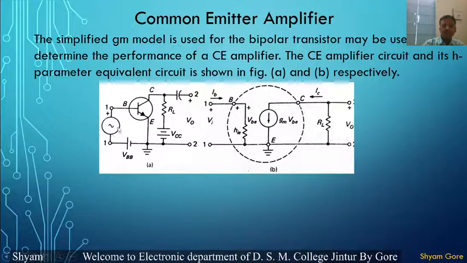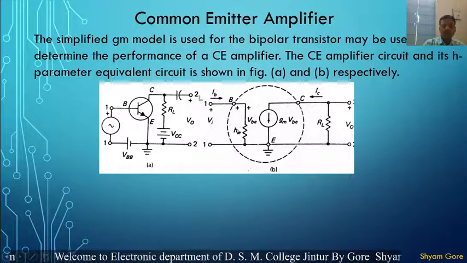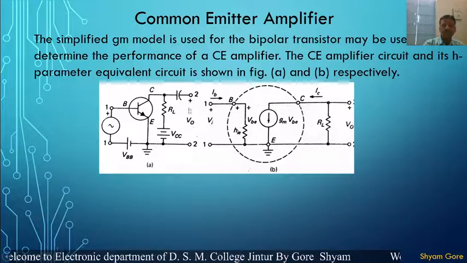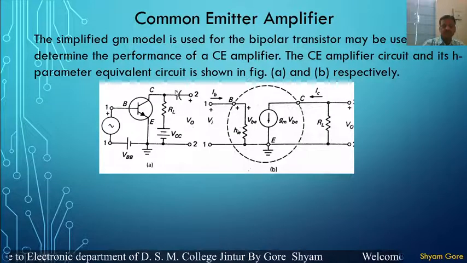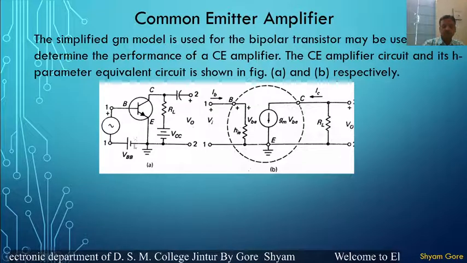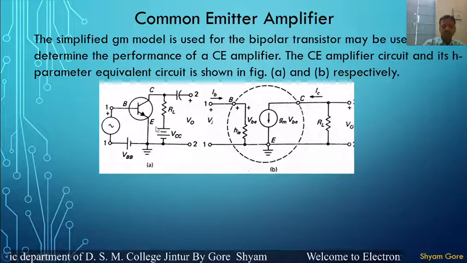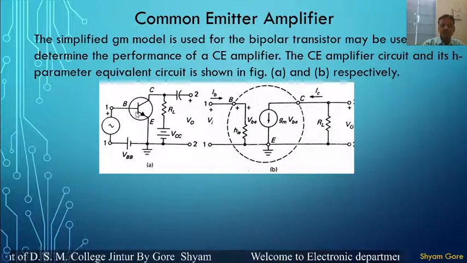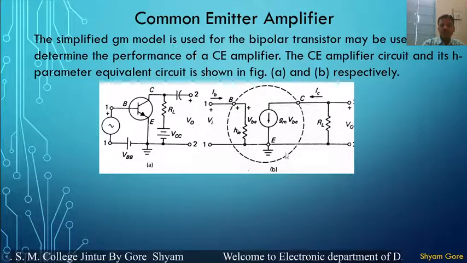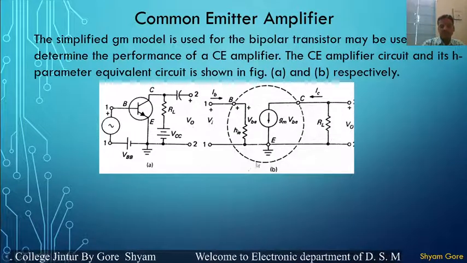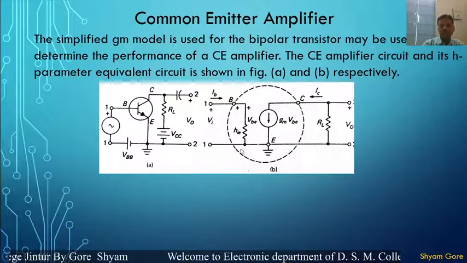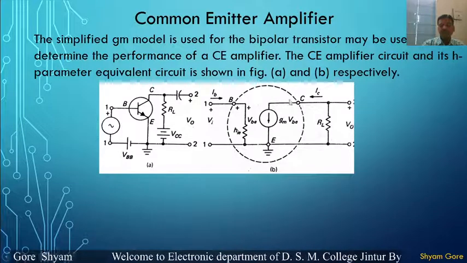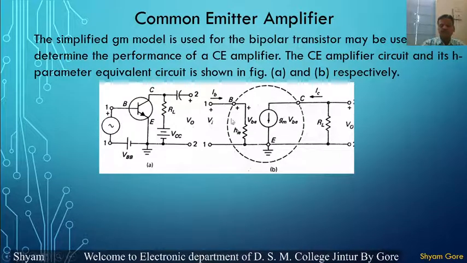This is the input signal, and the output signal is taken across the output terminal 2. This is the coupling capacitor C, this is the input voltage VBB, and the output voltage is VCC. This circuit is converted into the H parameter equivalent circuit. Here, this is the H parameter equivalent circuit for the common emitter amplifier, and this circle denotes the transistor.